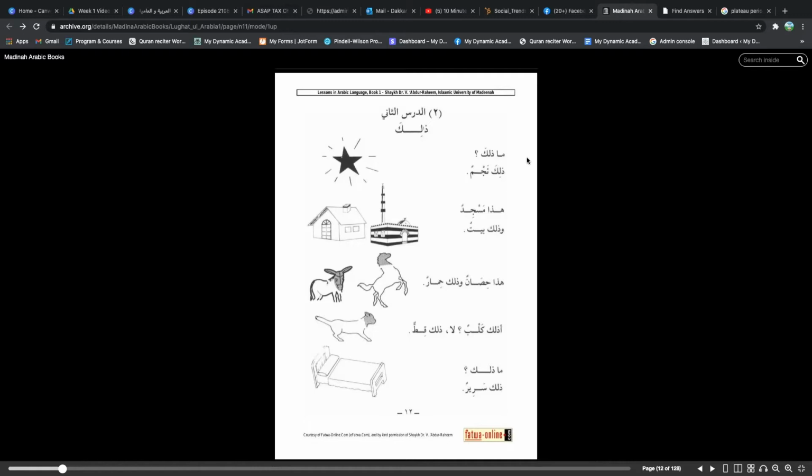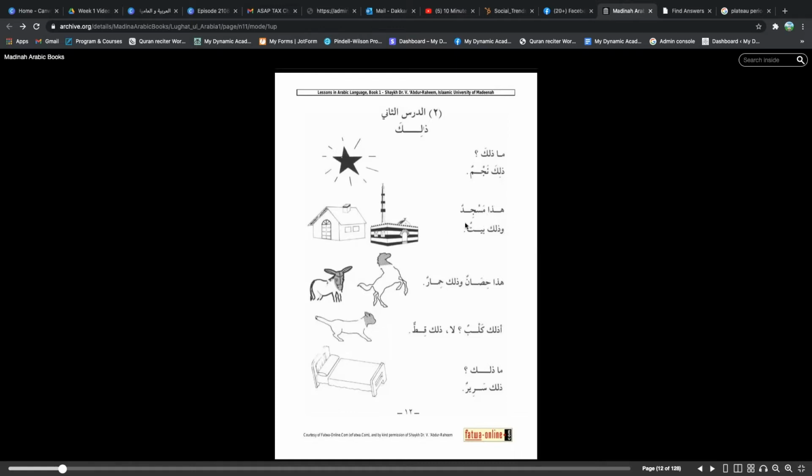Okay. So the first part here, we have ma dhalika. If you remember from the previous class, ma means what. So literally, if you were to translate it, it would be what that. Because we don't have the to be verb in Arabic, to translate it we'd say, what is that? So ma dhalika. And then we look over at the picture and we see that it is a najm, a star. So we'd say, dhalika najmun, that is a star.